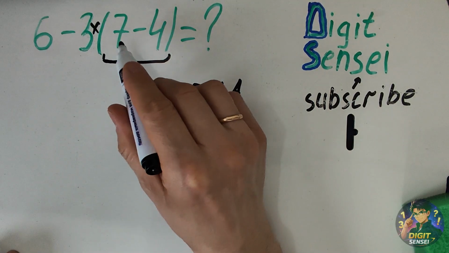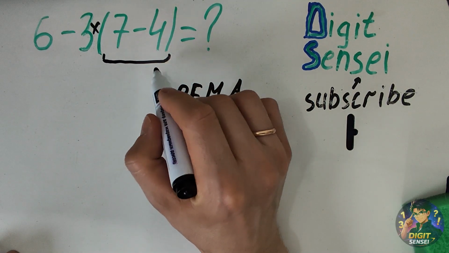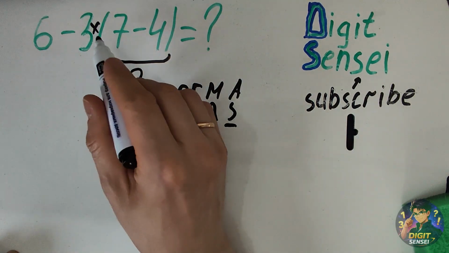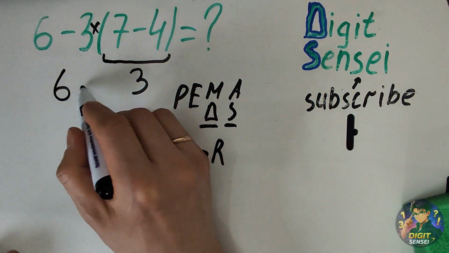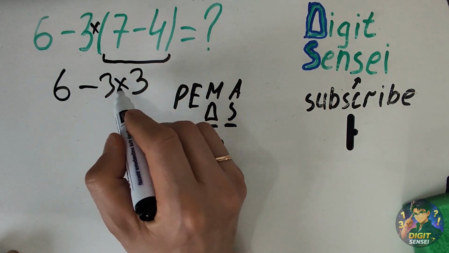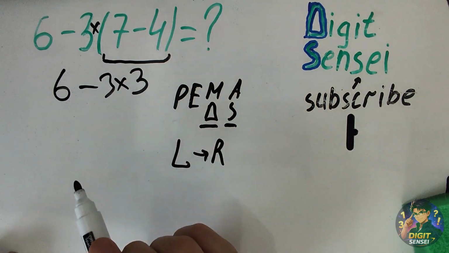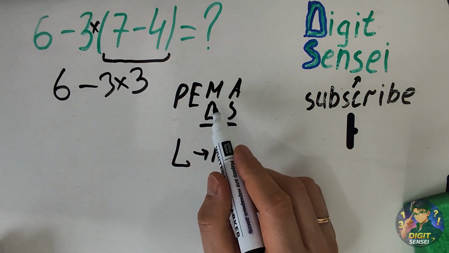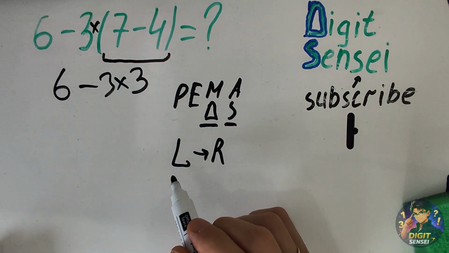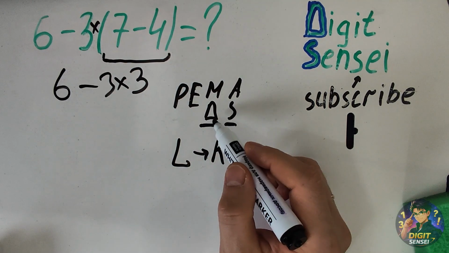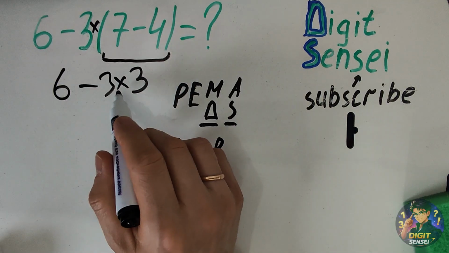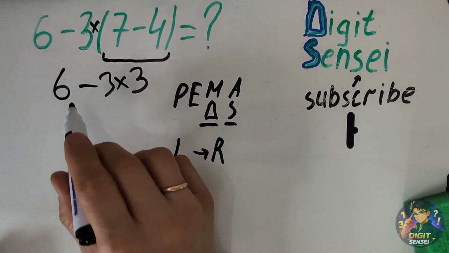Inside this parentheses, we have 7 minus 4, which equals 3. So 6 minus 3 then times 3. Well, we have one subtraction and one multiplication. According to the PEMDAS, multiplication has higher priority than subtraction because multiplication comes before subtraction. So here, first we have to do this multiplication, then this subtraction.